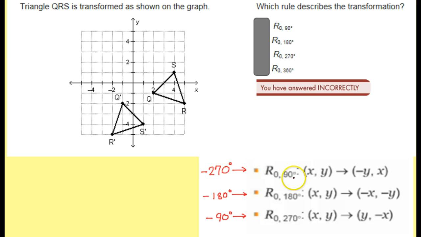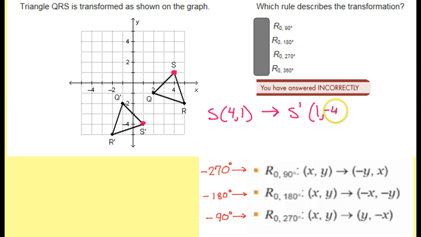So that we can recognize which rule is being applied, let's pick a point and follow it. For example, point S is a fine one to use. Point S starts off at the coordinates 4, 1. And then, of course, it becomes S prime. S prime is down here. What are the coordinates of this point? Well, it's over 1 and down 4. So that's 1, negative 4.